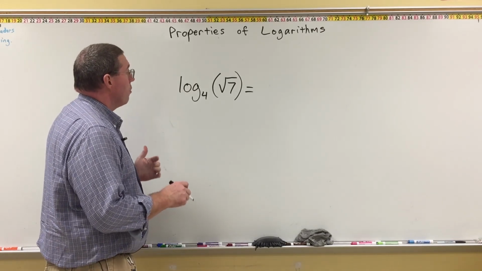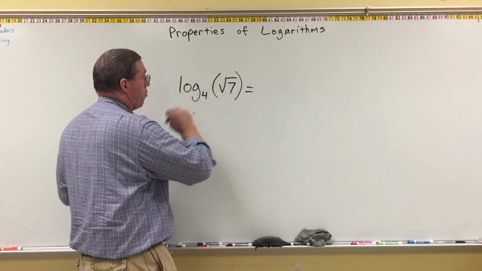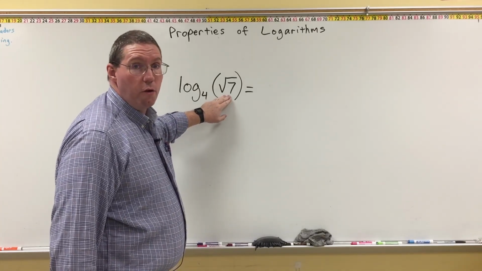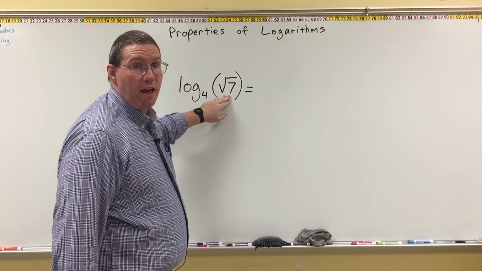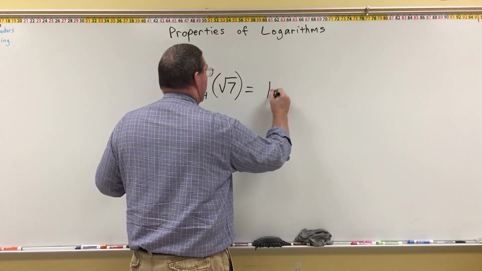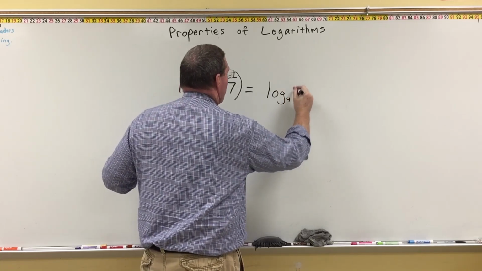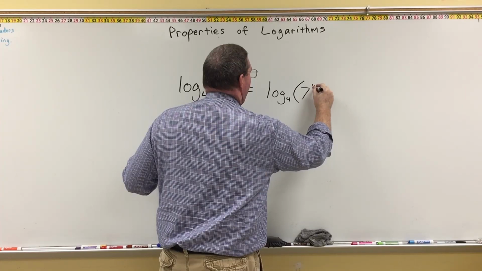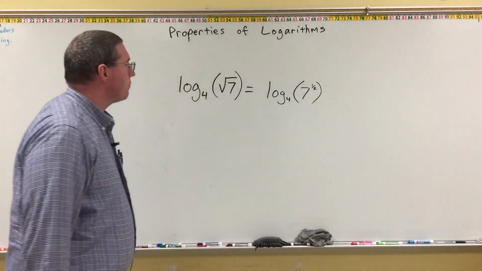And so the first thing we're going to do, so we've got log base 4 of the square root of 7, is change the radical form of the square root of 7 into the exponential form, which you've already learned how to do. So we've got log base 4 of, instead of the square root of 7, 7 to the 1/2 power, right?